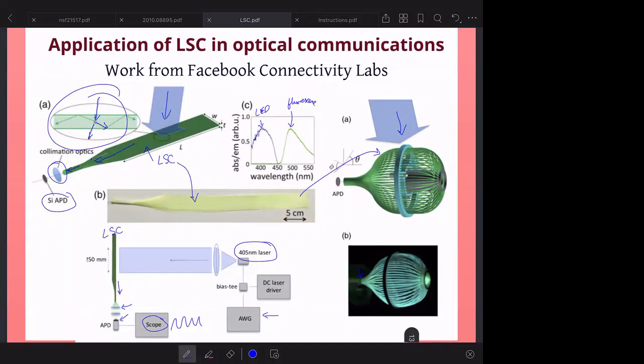By the way, this also has lots of interesting applications in space-based communications. As you might have heard recently, SpaceX is launching a network of satellites to create, again, internet connectivity across the world, across the planet.